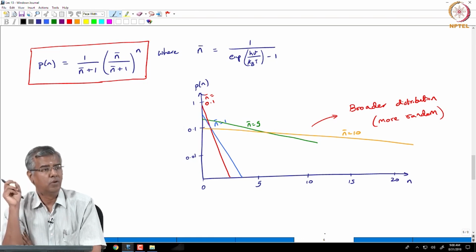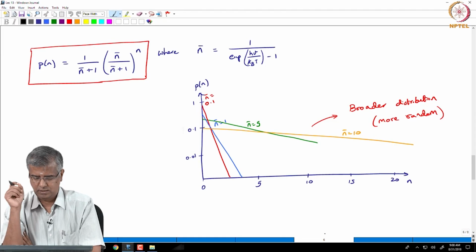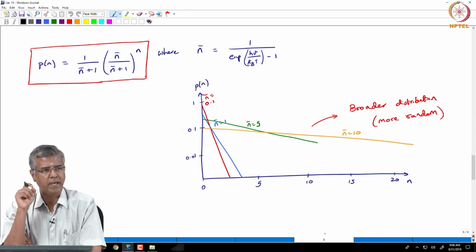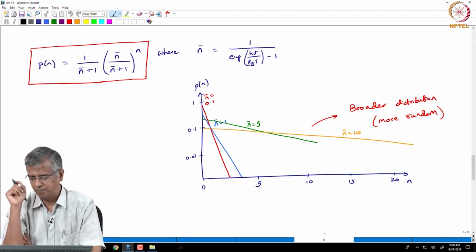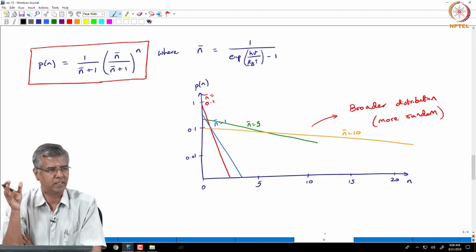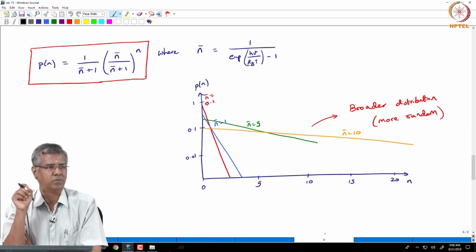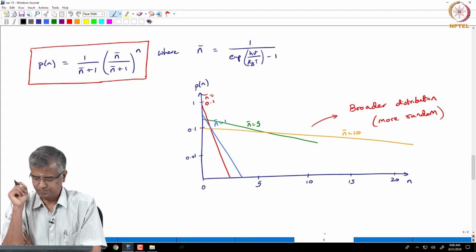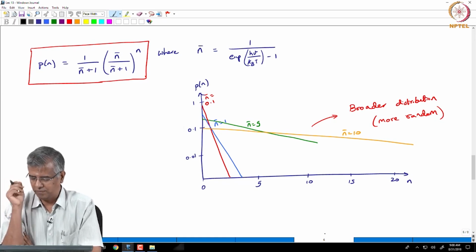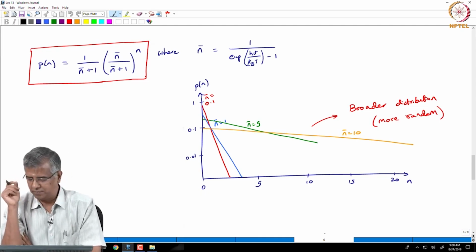So if you go to a fraction of that, then you may actually see that even though you have an average number as a certain number, there is a finite probability that you will find a much lower number of photons within that time scale. There was a discussion at the end of yesterday's lecture as to what this all means. So why do we even talk about the average number being 10 or 20 or whatever, right?